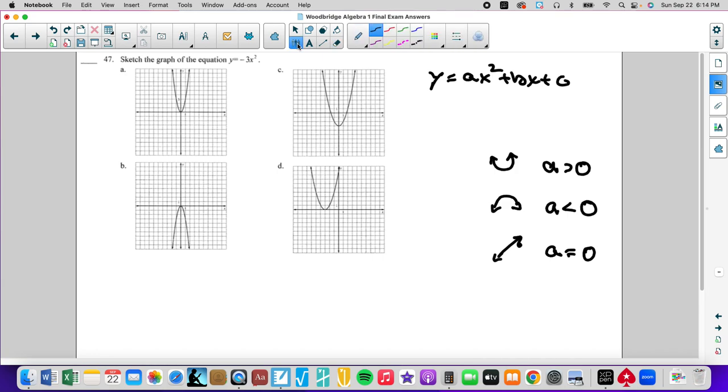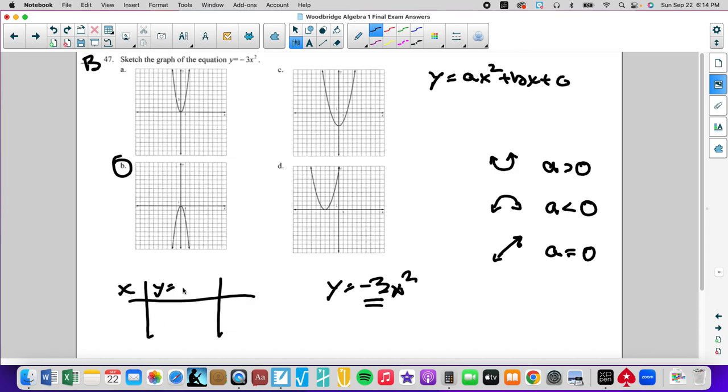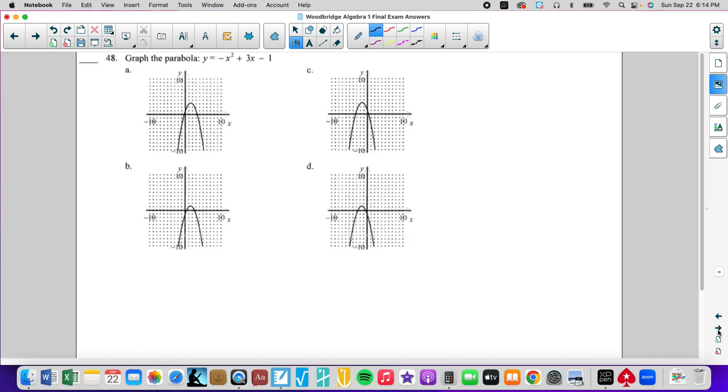So we know since a is negative 3, so y equals negative 3x squared, my a is negative, so I know it's going to be upside down. So I don't even need to do any work because these all have positive a's. The other way you could have done it is, you could have created a chart, x, y, negative 3x squared, and then plugged in a couple values, 0, 1, negative 1, and you would have gotten the shape of the graph. Not needed. If you can find a shortcut, use the shortcut.